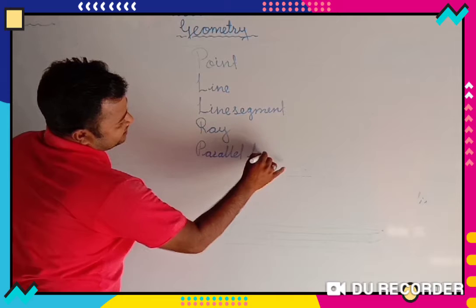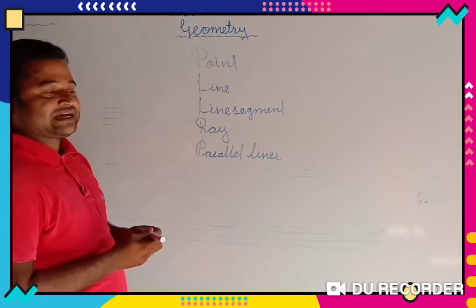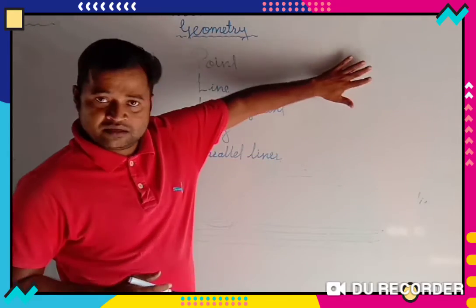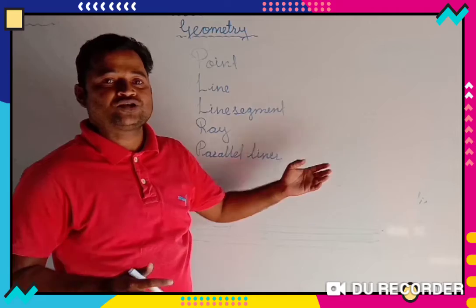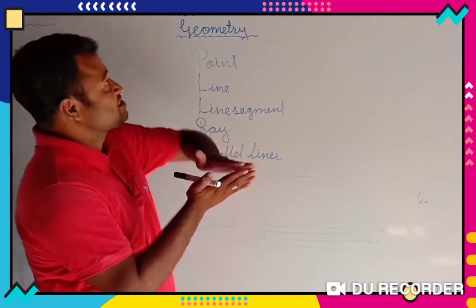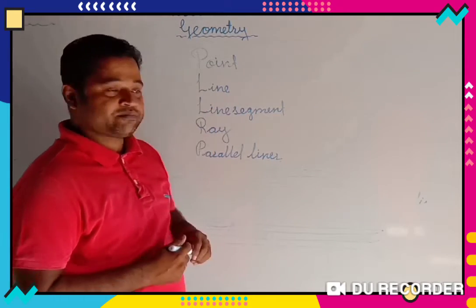P-A-R-A-L-L-E-L, parallel lines. And we understood that parallel lines are two lines which fall on the same plane but do not intersect each other or meet each other. They remain at the same distance. Such lines are called parallel lines.